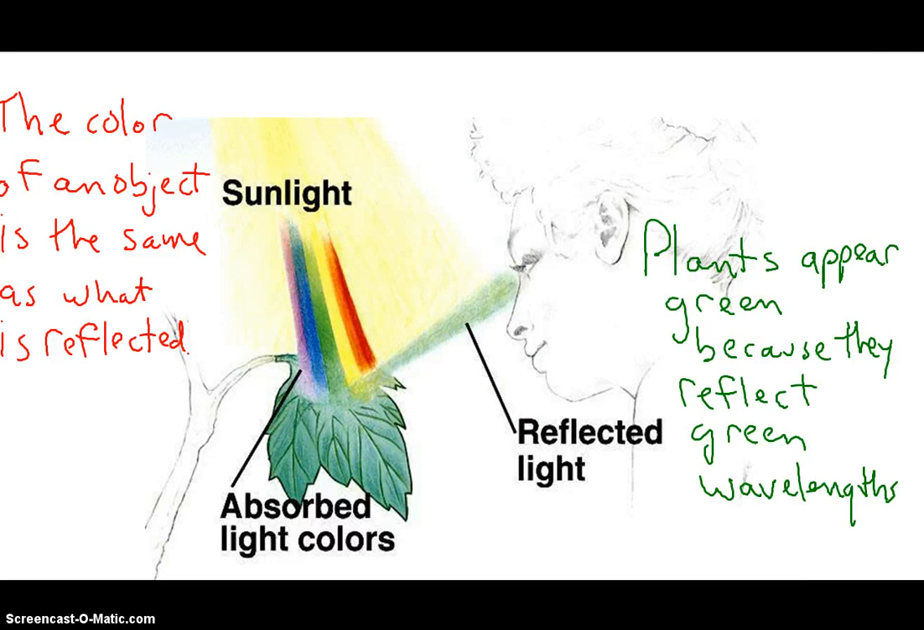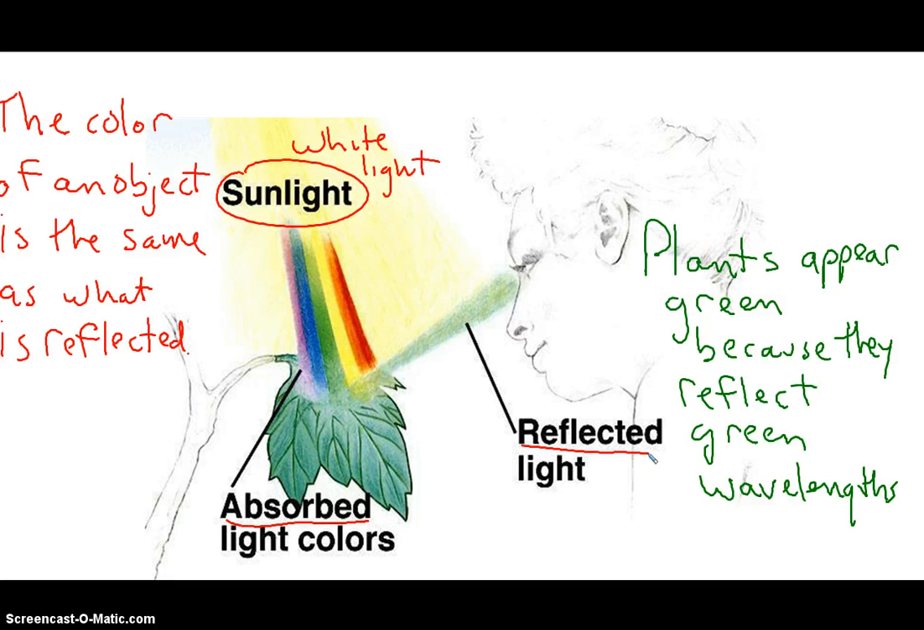So the color of an object is the same as what is reflected. So when we look at someone's shirt and we see a blue shirt and someone else has a red shirt, what does that mean in terms of color? What are we actually seeing? What we're seeing is that when sunlight, which is white light, strikes an object, some colors are absorbed and some are reflected. The ones that are reflected to our eyes, that's the color that we see.